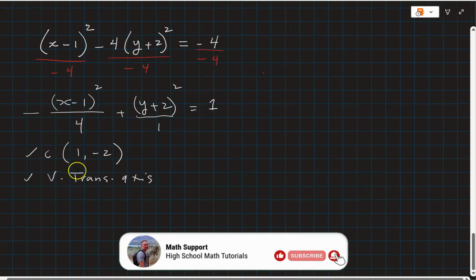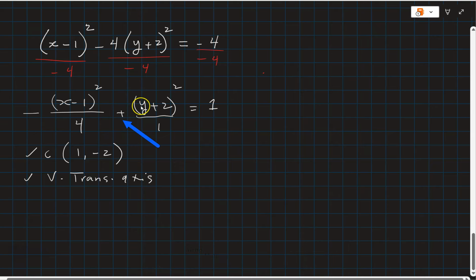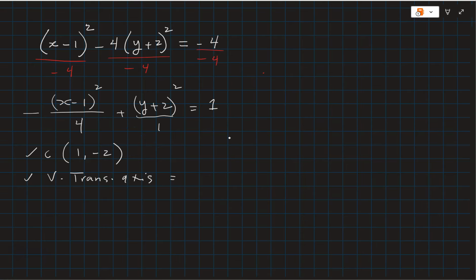Why? Because the y value here is positive, okay? And the length of this is the square root of 1 times 2, so 2 times the square root of 1, which is 2, okay? And then the conjugate axis is horizontal, and the value of that is 2 times the square root of 4, which is equal to 4.